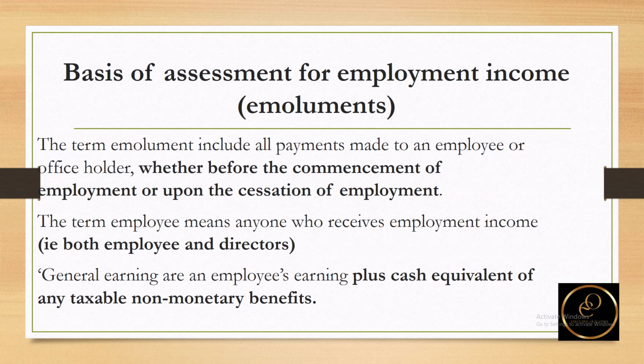The term employee also means anyone who receives employment income, that is both employees and directors. Okay, so the emphasis is on employees and directors. Why? Because when it comes to when emolument is deemed received, the conditionalities are a bit different. So we're going to look at that.